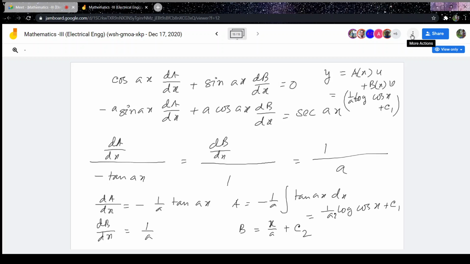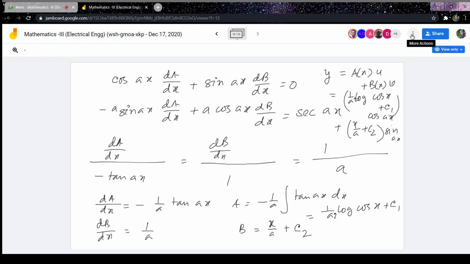So that will be cos x, and your b is this x by a plus c2, and v was sine ax. So you will just multiply and simplify this and you will get the result. Okay. So this is your complete solution of the given second order linear differential equation, and your arbitrary constants are C1 and C2.